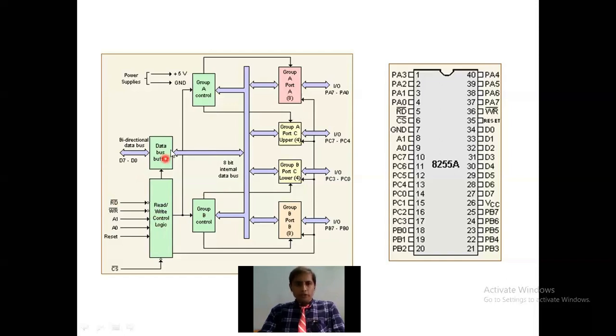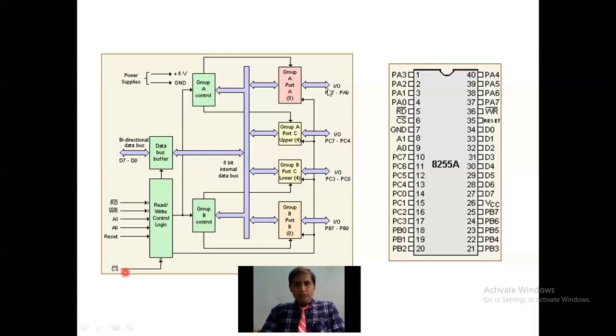Then here there are 8 data lines available, and there is a data bus buffer. The role of this data bus buffer is simply transmitting data between 8255 and the lower byte of the processor, the lower data bus of the processor. So like that we have the connections of 8255. In order to operate this 8255, we should activate the CS bar signal.